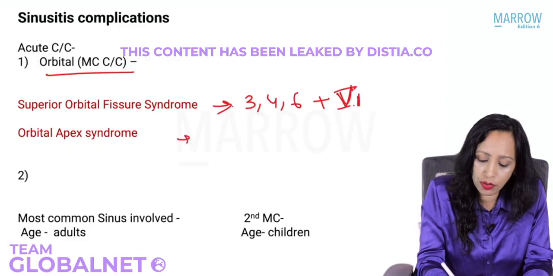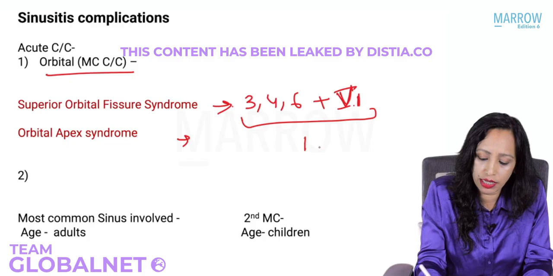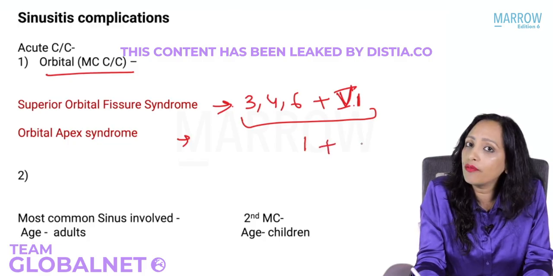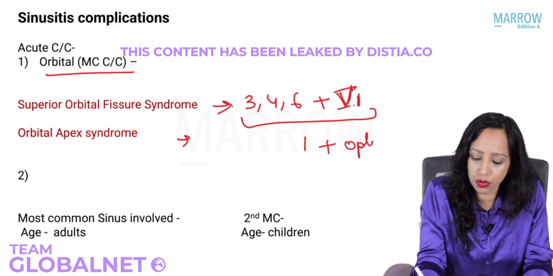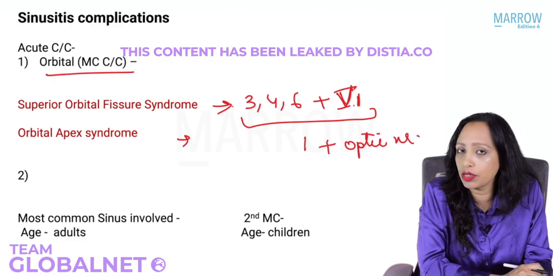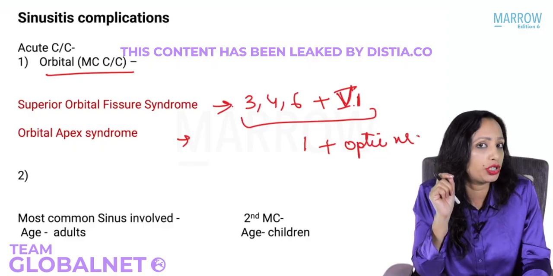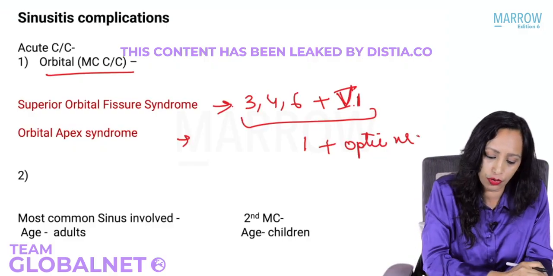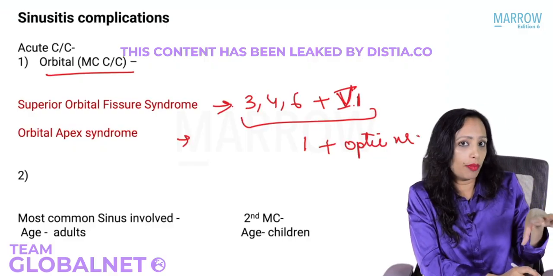And if along with all this, there is involvement of the optic nerve also, that is what is known as orbital apex syndrome. Yes, these terms you need to know. Orbital apex syndrome. So orbital complications are the most common.